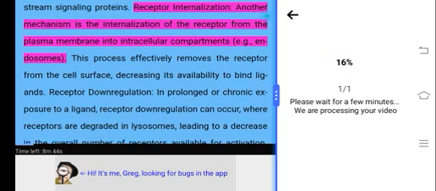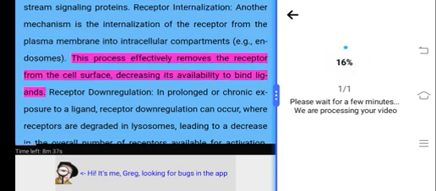Receptor internalization. Another mechanism is the internalization of the receptor from the plasma membrane into intracellular compartments, e.g., endosomes. This process effectively removes the receptor from the cell surface, decreasing its availability to bind ligands.